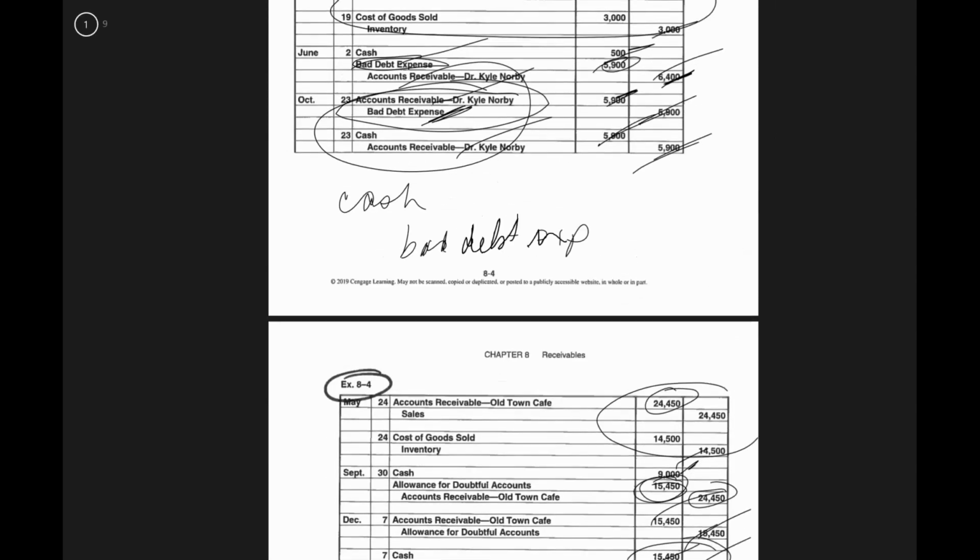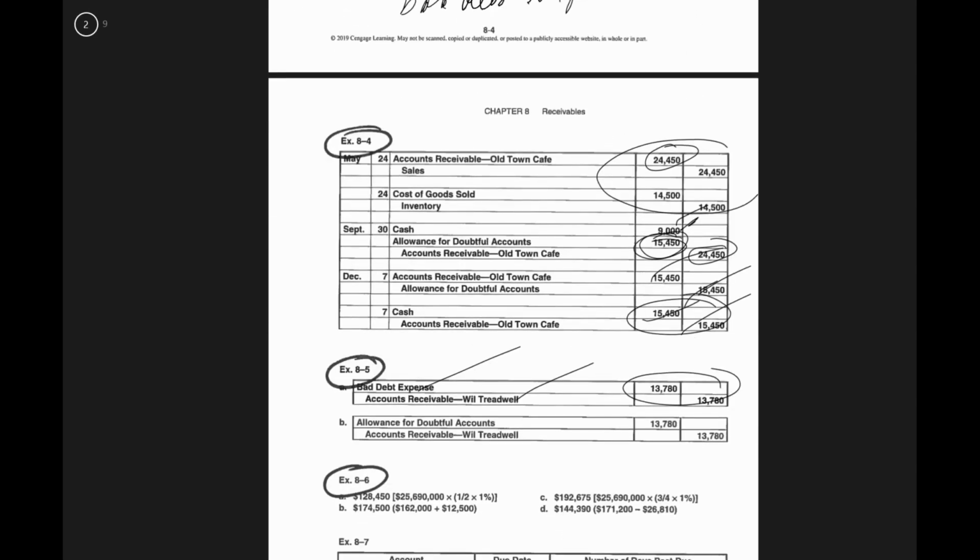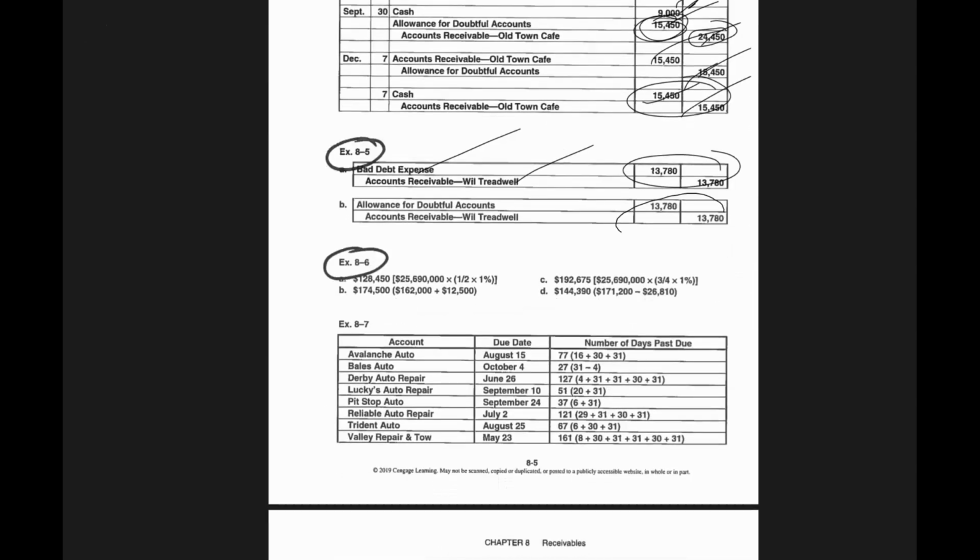The allowance method, how do we do it there? Here in the allowance method, we debit the allowance and credit AR. So here, we debit the allowance and credit AR. Not too bad. Number 6, providing for doubtful accounts.